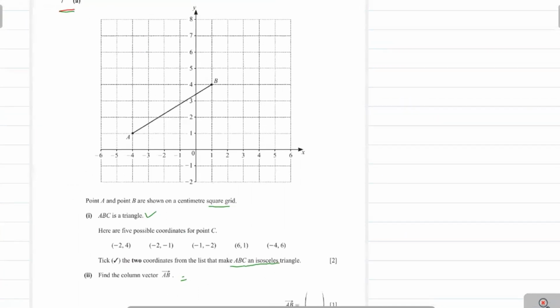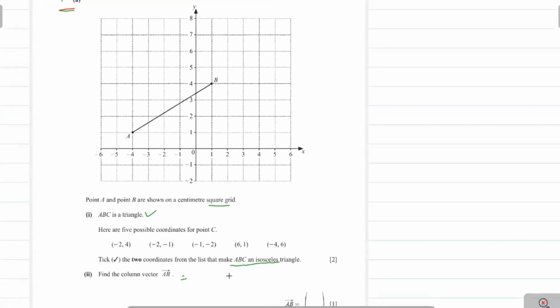An isosceles triangle is a triangle in which two sides are equal. Firstly, we mark the points. Now, firstly, we mark (-2, 4). This is the point (-2, 4). After marking this point, we will draw the triangle with the lead pencil. After drawing this triangle, we check whether it is isosceles or not.